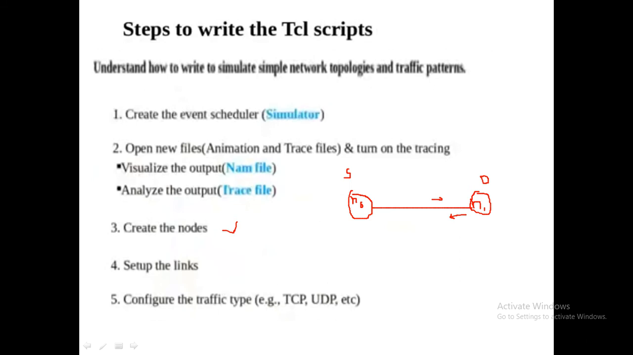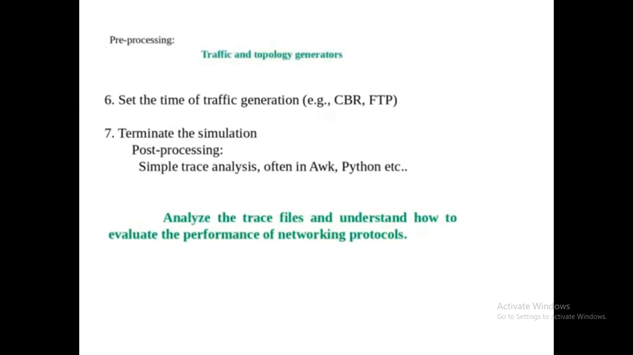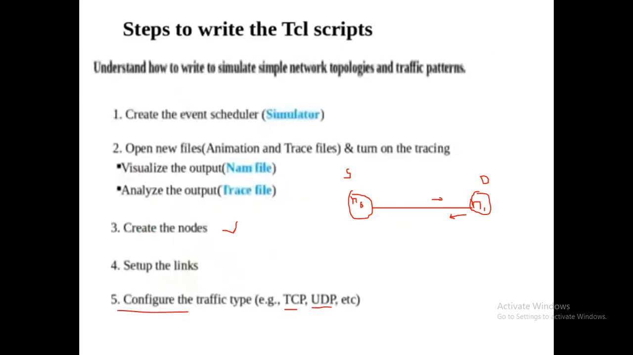Once you have established the link, the next step is to configure the traffic type. Now we have to go to the transport layer. You know that in the transport layer basically 2 protocols are there, TCP and UDP. Now what type of traffic do you want between these two, whether you want to establish a TCP connection or a UDP connection? That you are going to configure.